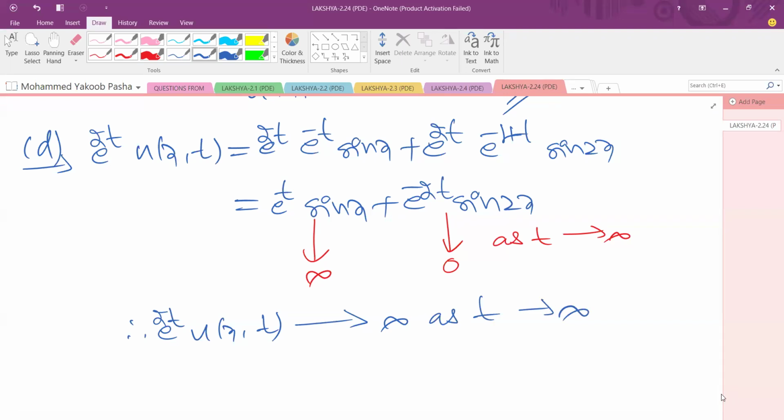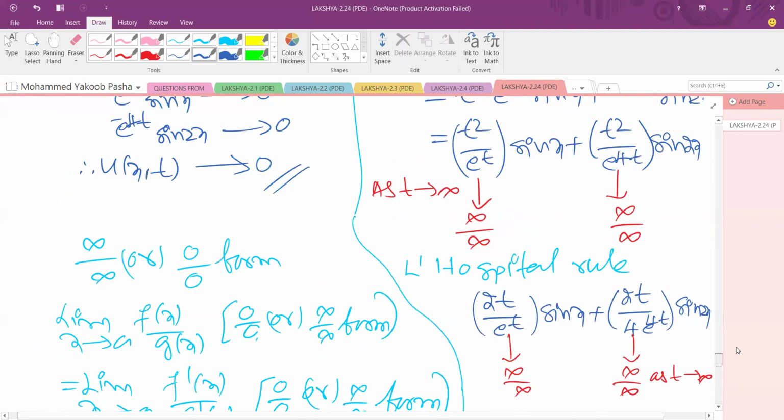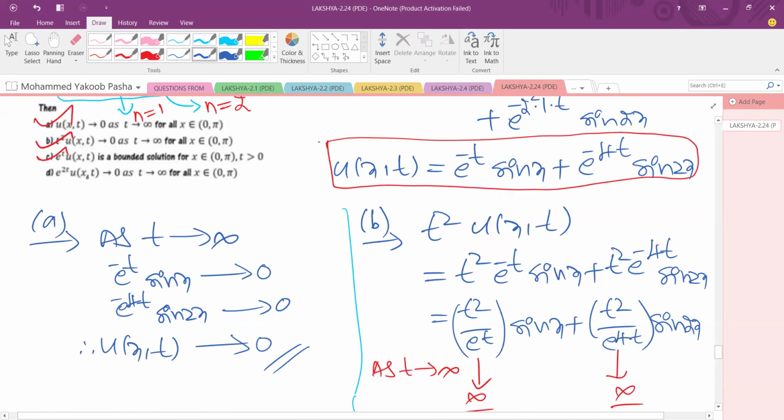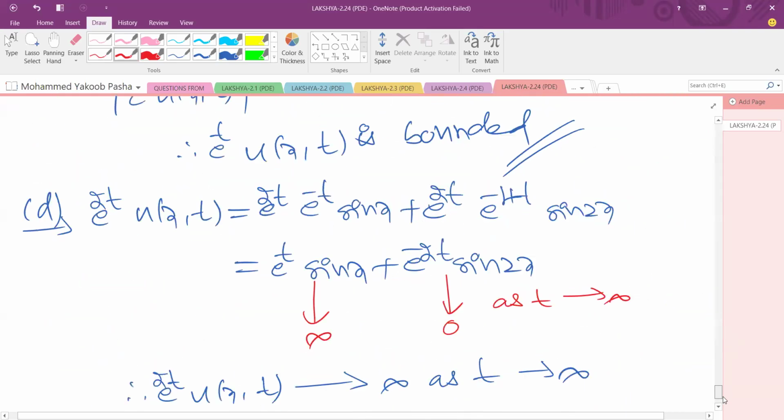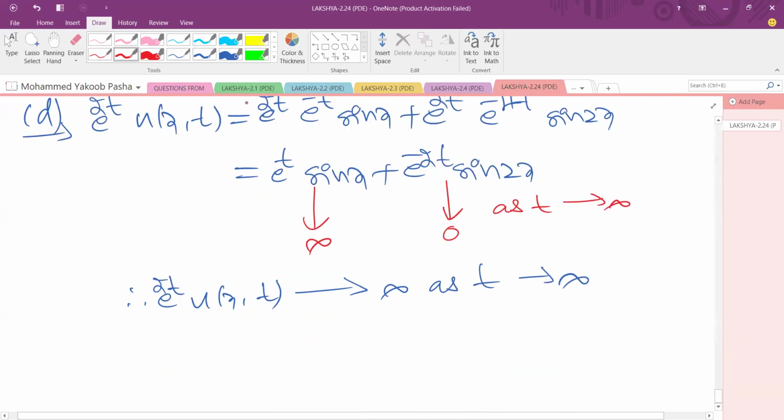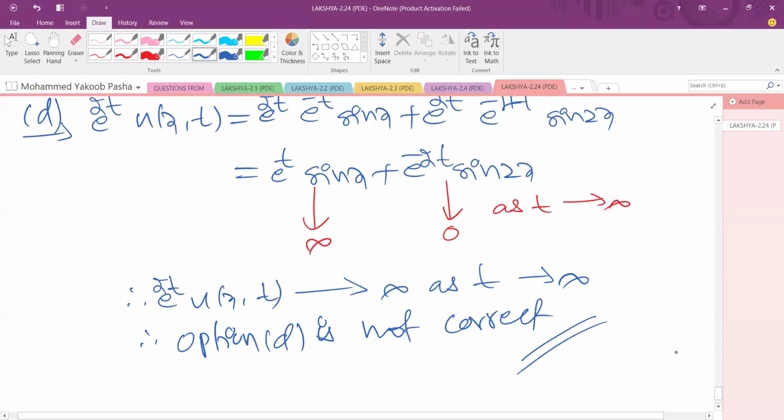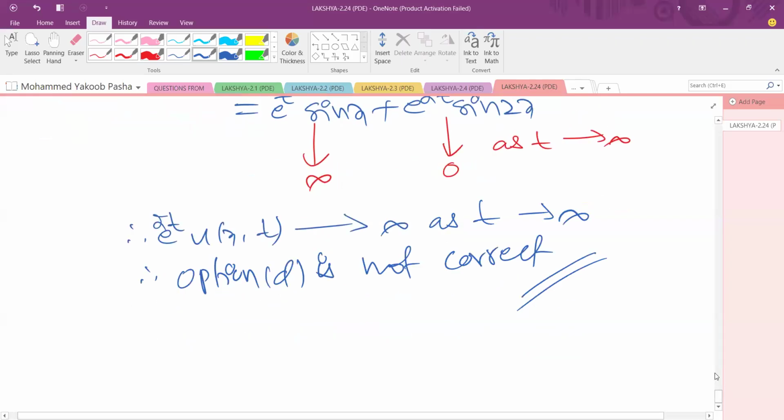So what is our option? Option D says e power 2t into u of x comma t tends to 0 as t tends to infinity, but we are getting that it tends to infinity. Therefore option D is not correct. My right options are A, B, C for the problem.